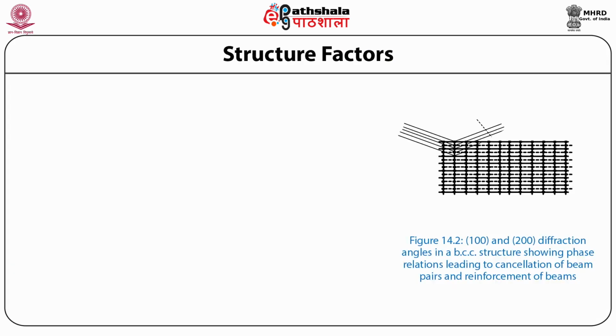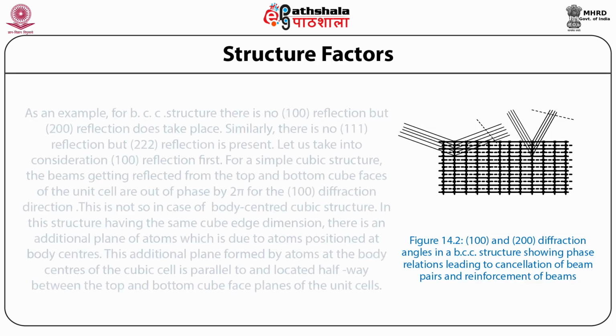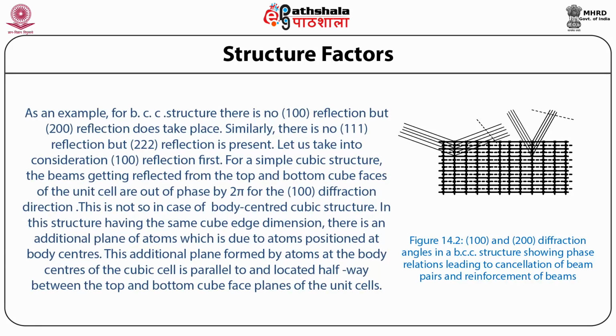Figure 14.2 shows 100 and 200 diffraction angles in a BCC structure, showing phase relations leading to cancellation of beam pairs and reinforcement of beams. As an example, for the BCC structure there is no 100 reflection, but the 200 reflection does take place. Similarly, there is no 111 reflection, but the 222 reflection is present.